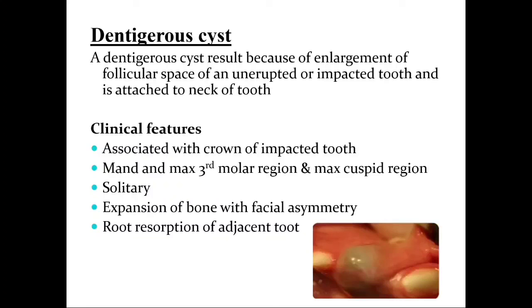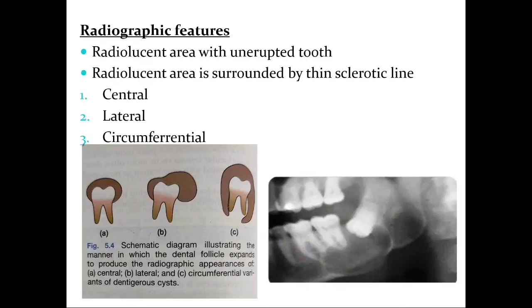It is found to be a solitary lesion which has expansion with a facial asymmetry, and also root resorption is seen with the adjacent tooth. The radiological features, there are three types, that is the central, lateral, and the circumferential. The central, when it envelops the crown portion, and then you have the circumferential, which encloses the whole of the crown, and then you have the lateral, which is found to be lateral to the tooth itself. So it is found to be a radiolucent area which is associated with the unerupted tooth or the impacted tooth.